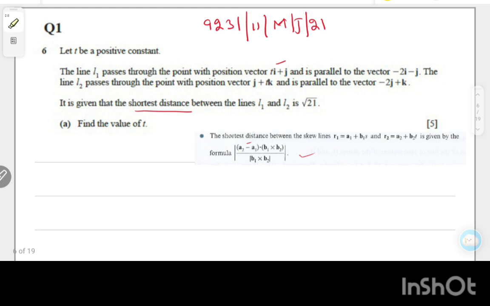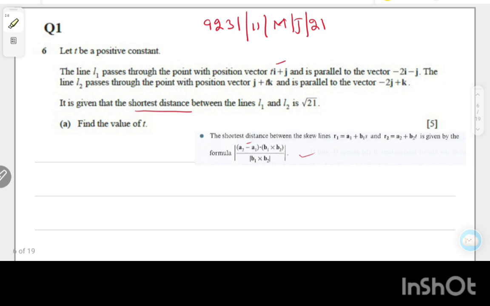Here in question number 1, let t be a positive constant. The line L1 passes through the point with position vector ti plus j and is parallel to the vector minus 2i minus j. The line L2 passes through the point with position vector j plus tk and is parallel to the vector minus 2i plus k. It is given that the shortest distance between the lines L1 and L2 is square root 21. Find the value of t.